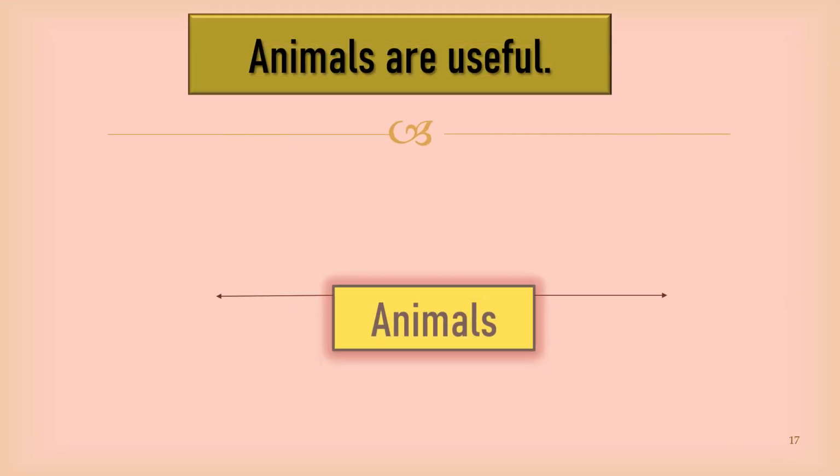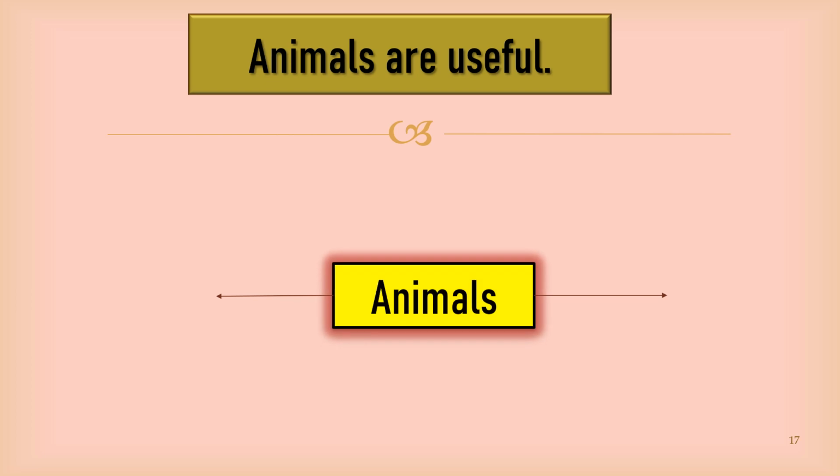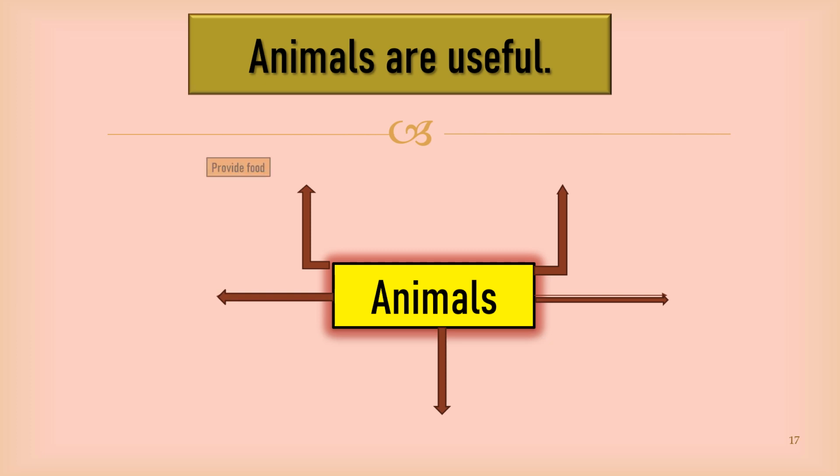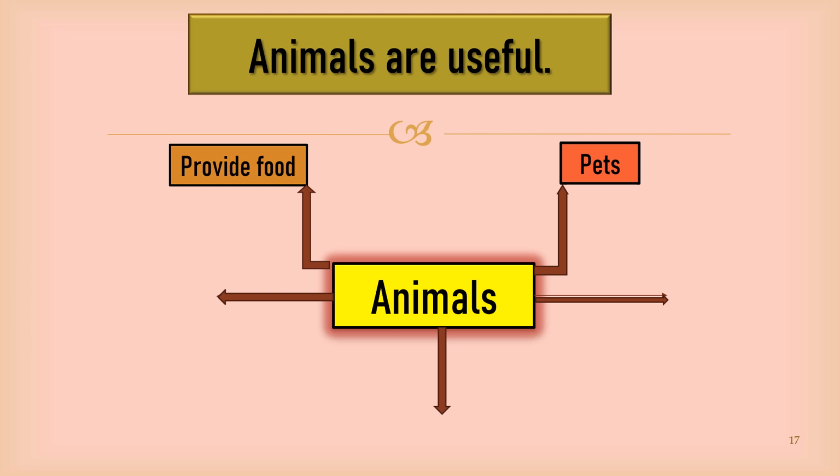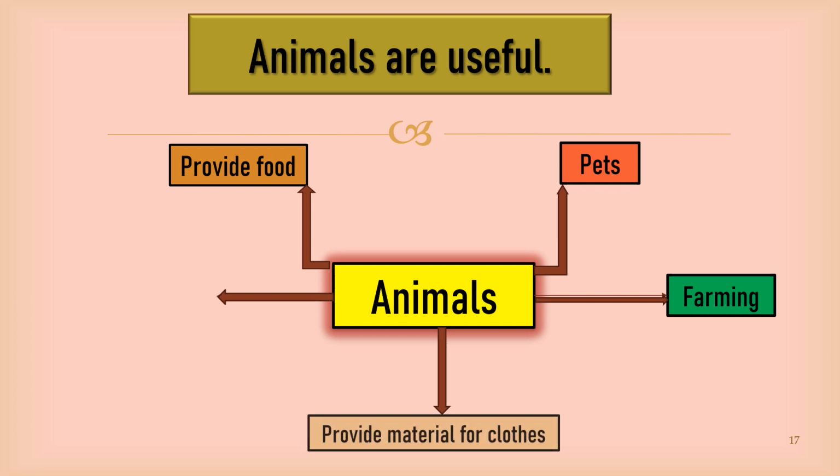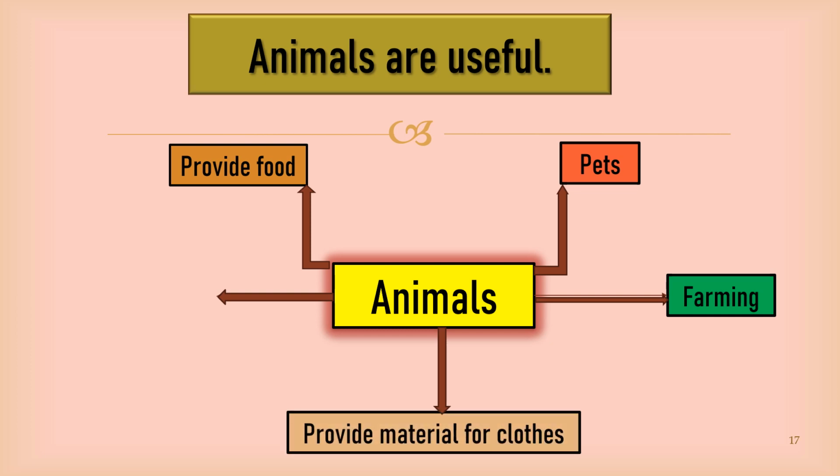Animals are useful to us in many ways. Let's try to understand their uses. They provide us food. We keep them as pets. We use them for farming. They provide us material for clothes. They carry a heavy load too.